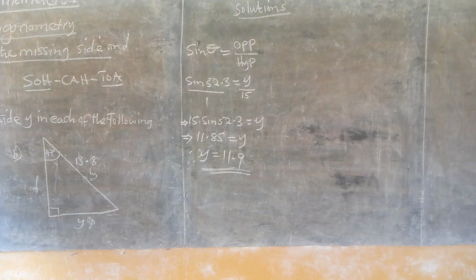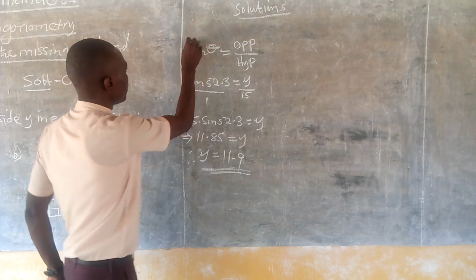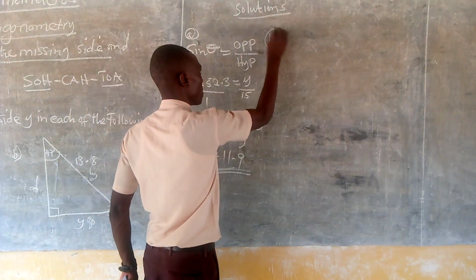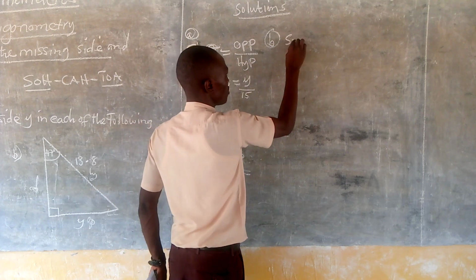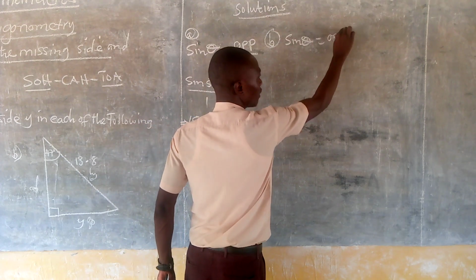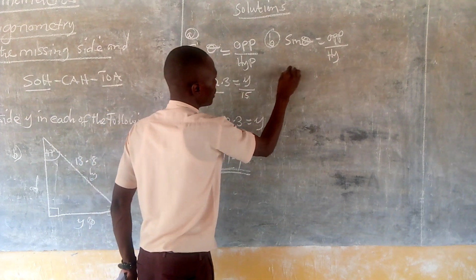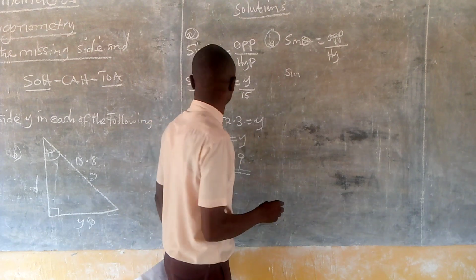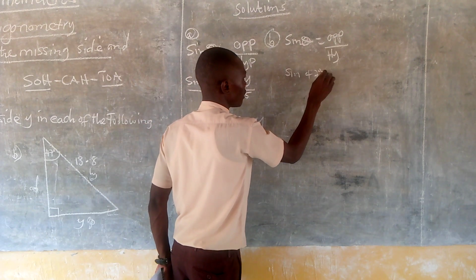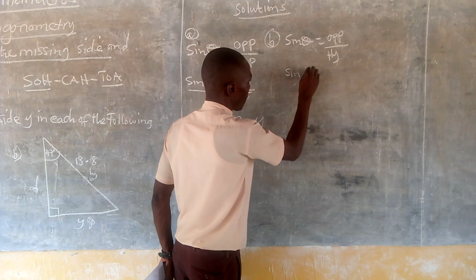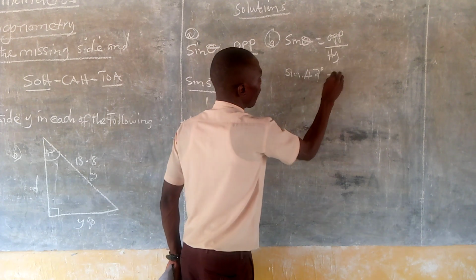Our interest is finding this side. So this is our opposite, and then we've got the hypotenuse. So they should be opposite and hypotenuse. So we're going to use sine. So it will be sine theta equals opposite over hypotenuse. Now we substitute. What is our theta? 47 degrees.